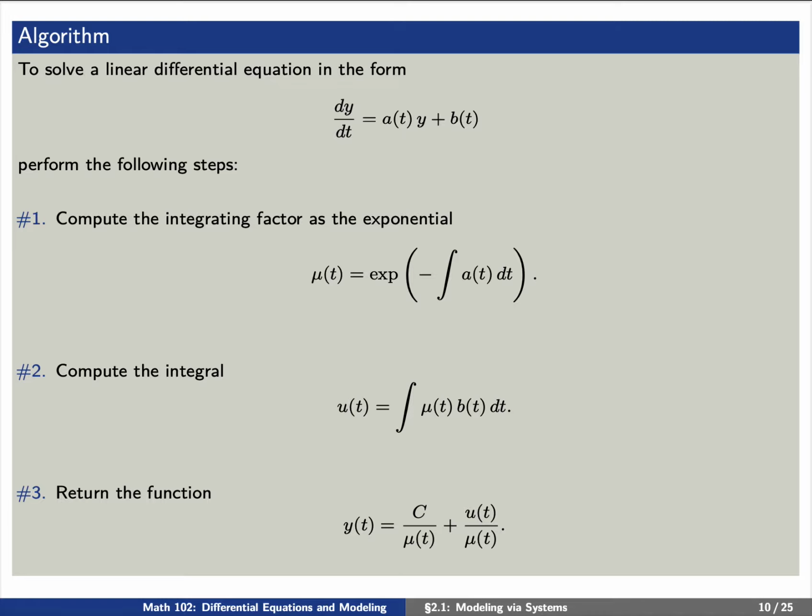Let's put all of this together into an algorithm to explain how to solve a non-homogeneous equation dy/dt equals a(t) times y plus b(t). First, we'll compute the integrating factor as mu(t) is the exponential of negative the integral of a(t) dt. Second, we'll compute the integral u(t) as the integral of mu(t) b(t) dt. Finally, we'll return the function: a constant c divided by mu(t) plus the ratio u(t) divided by mu(t).